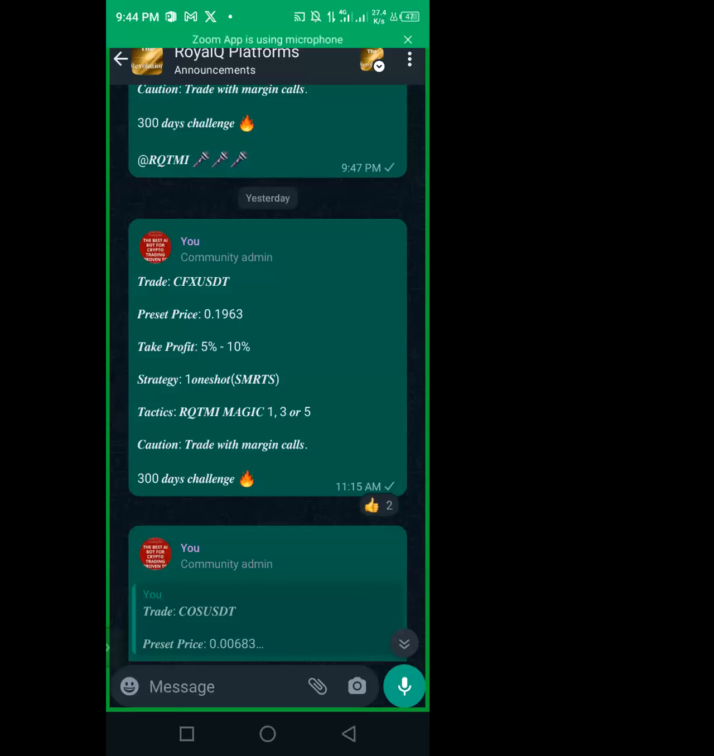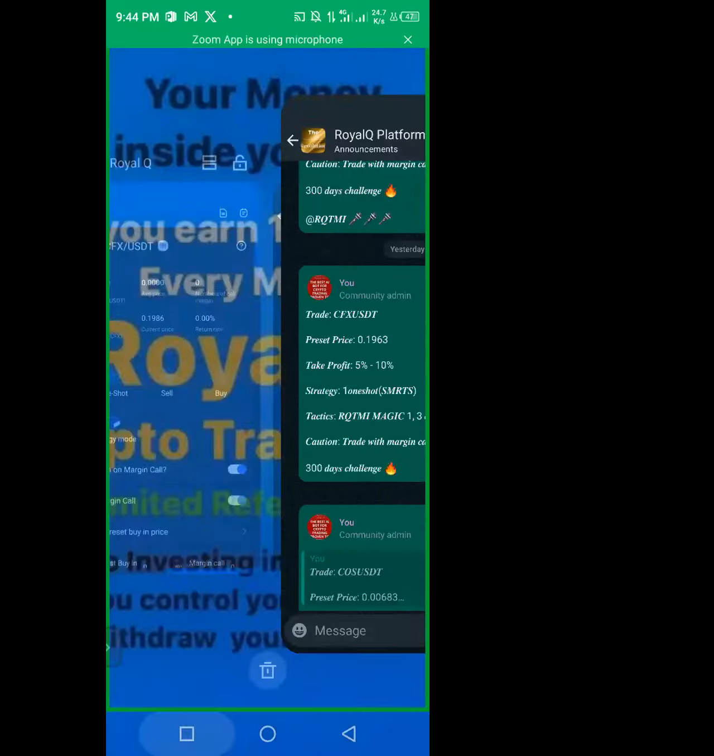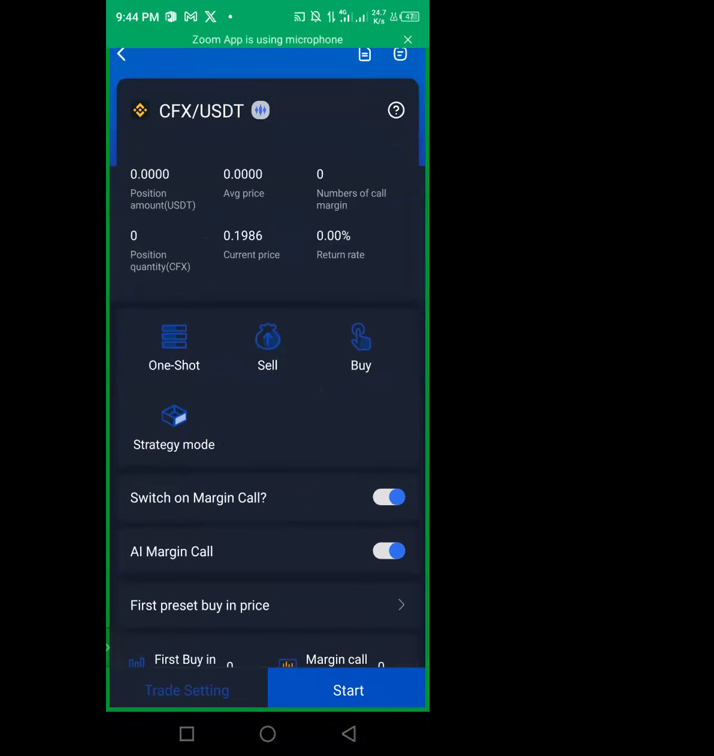Set the preset price, set the entry price, because it's lower than the current price. The current price is still higher. So anytime the current price is higher than the price the signal is telling you to set, please, you have to set it.